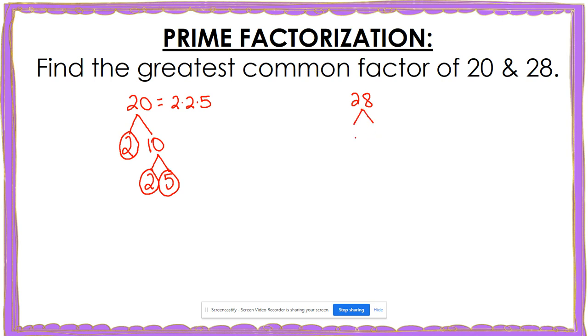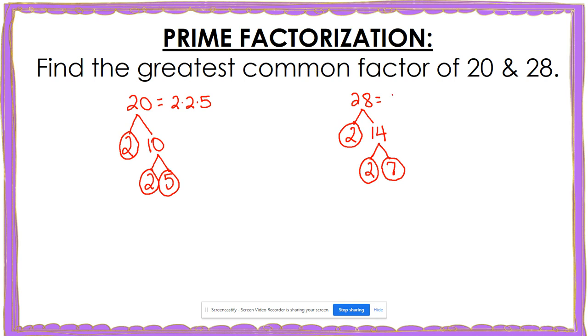I know 28 is an even number, so it definitely can be divided by 2. So that prime number is going to be 2. And 2 times 14 gives me 28. 14 is not a prime number, so I need to continue further. I know that 14 is even also, so I can do 2 times 7 to get 14. Now 2 is a prime number, and 7 is also a prime number.